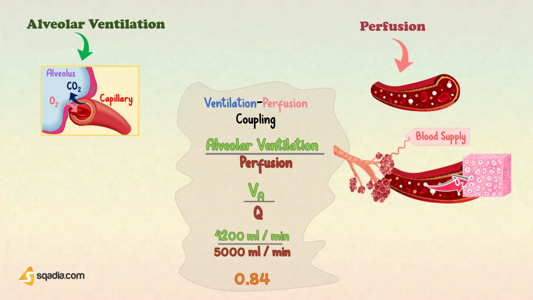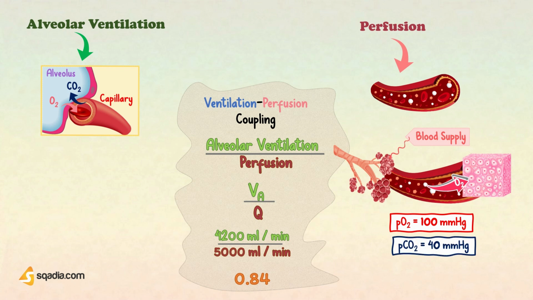So, if the breathing rate, tidal volume, and cardiac output are normal, the VQ ratio, or ventilation-perfusion ratio, is approximately 0.8. This VQ ratio results in an arterial partial pressure of oxygen of 100 millimeters of mercury and an arterial partial pressure of carbon dioxide of 40 millimeters of mercury.